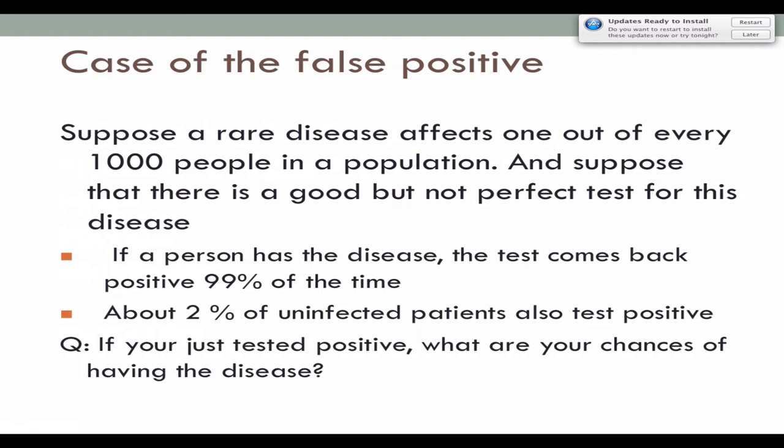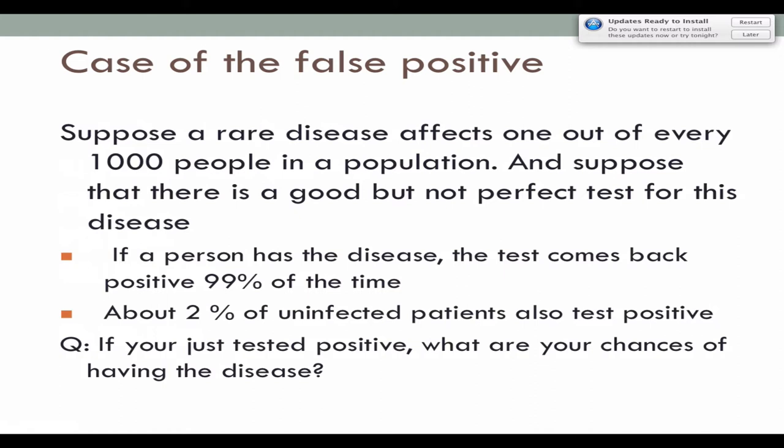So B not A? Test positive is event B. Given this person is unaffected, that is event A bar. So given A bar happens, what's the probability B will happen? The test is positive. That is 2%, it's 0.2.